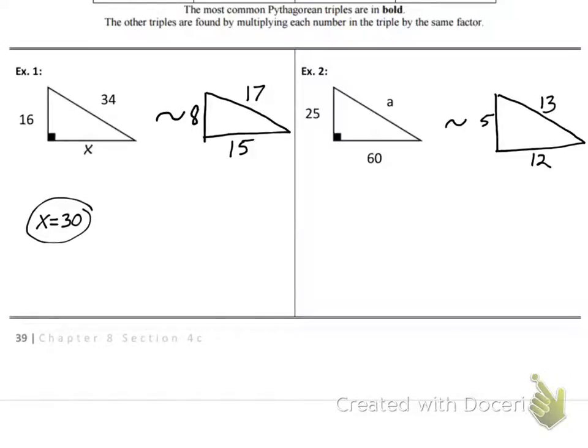Well, 5 times 5 gives me 25. 5 times 12 gives me 60. That means 5 times 13 is going to give me my A. So A is going to equal 5 times 13.